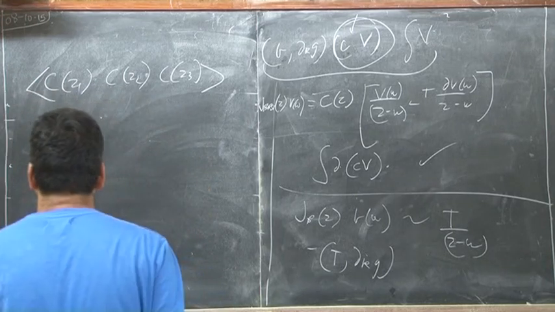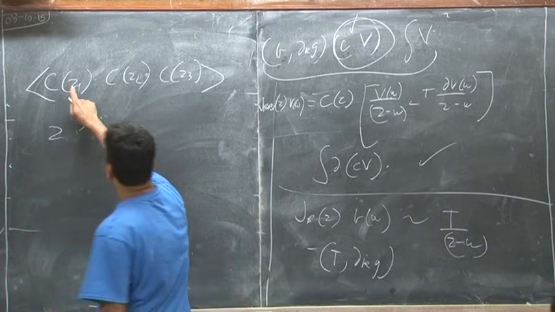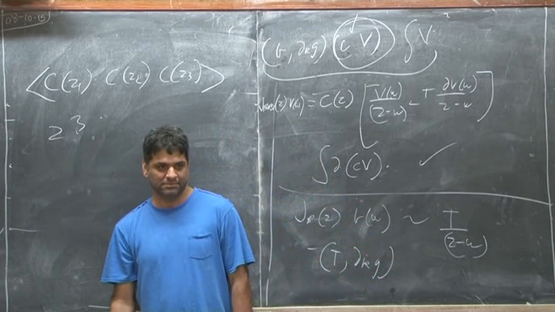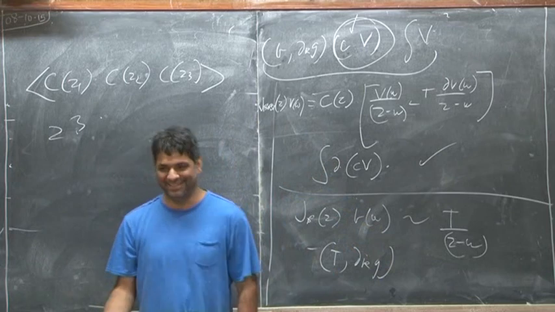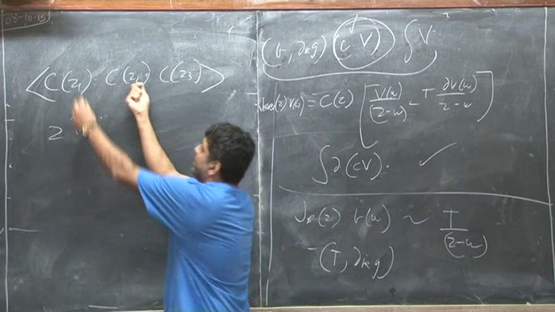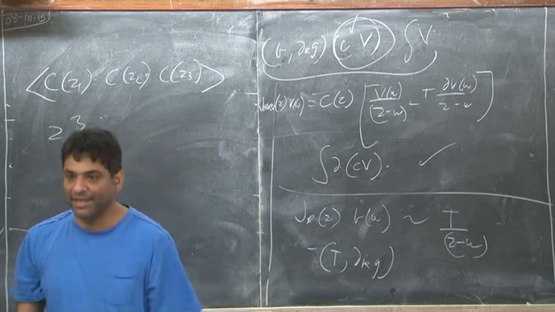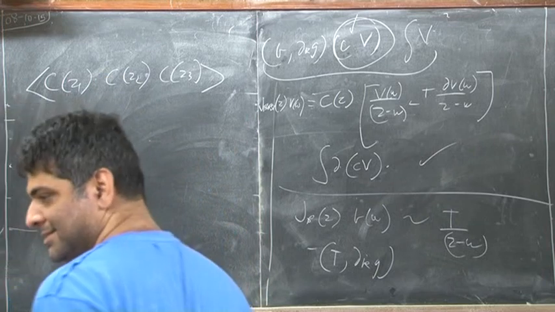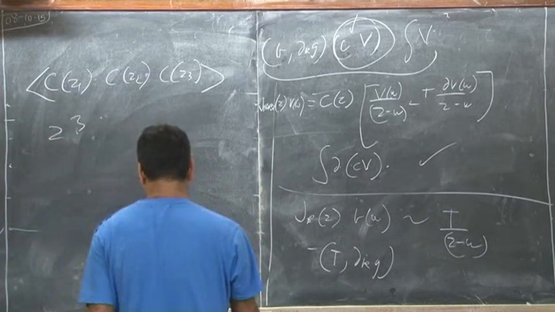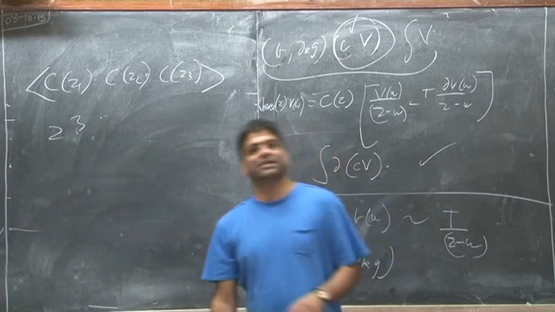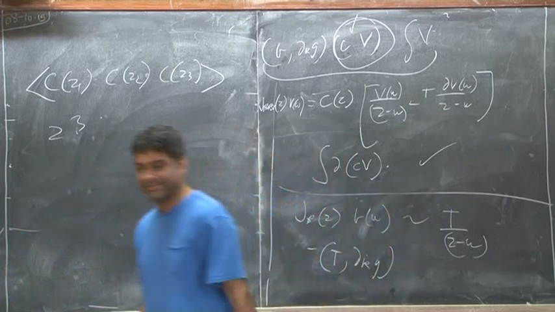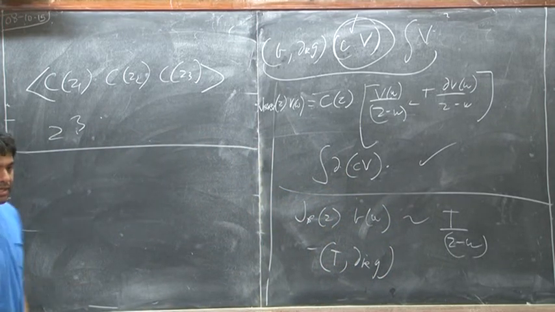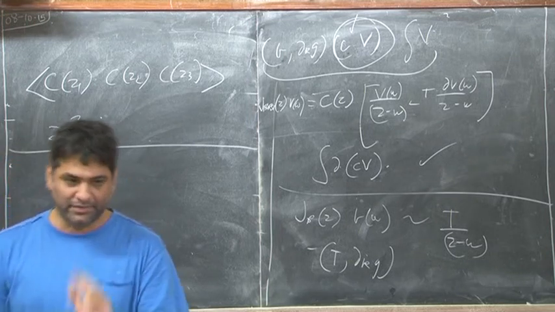Then, what else can we say about this? What are the symmetry properties? If we interchange Z1 and Z2, how should the answer change? By a minus sign, because if I flip these two, I go back to the same one, and that makes a minus sign. So it should be odd under the interchange of Z1 and Z2, odd under the interchange of Z2 and Z3, and odd under the interchange of Z3 and Z1. Great, so we got some information.